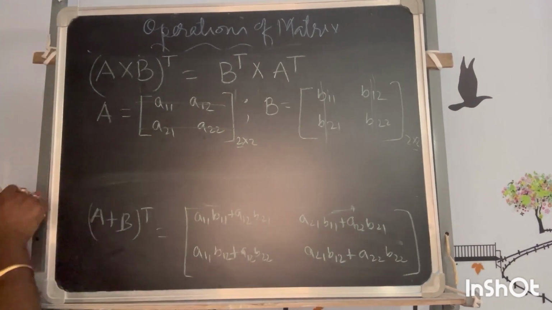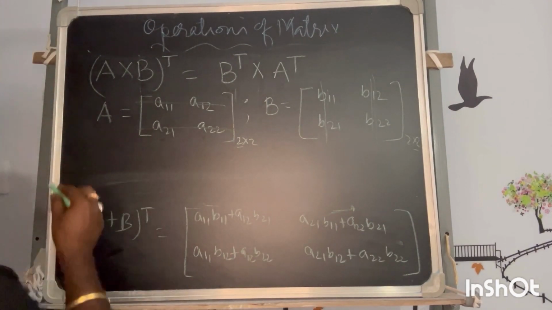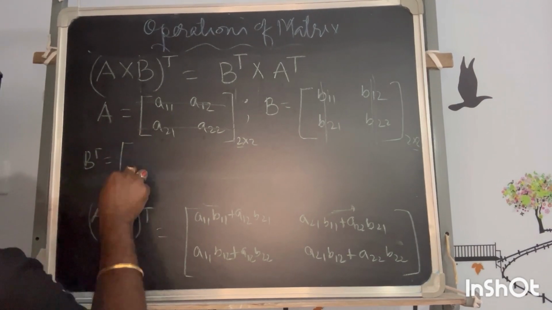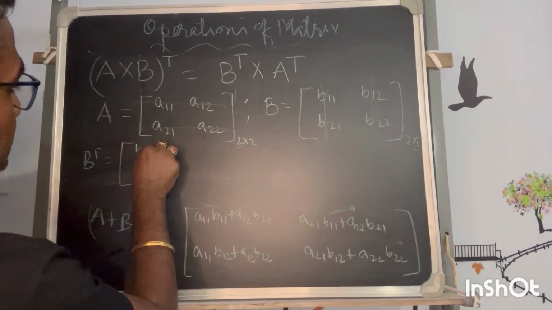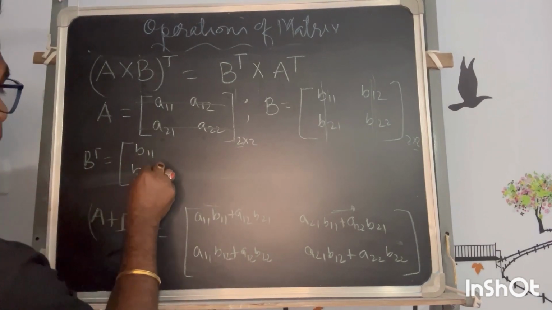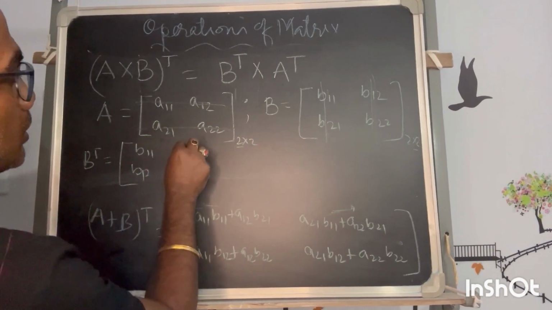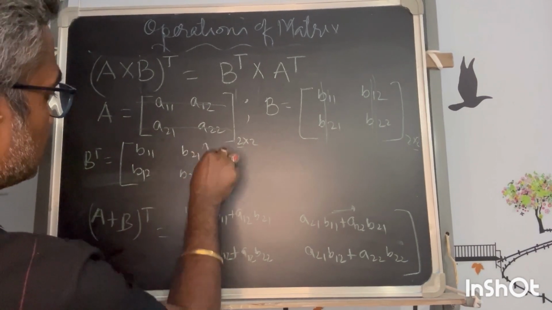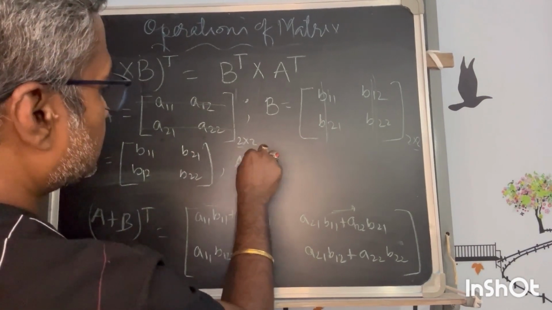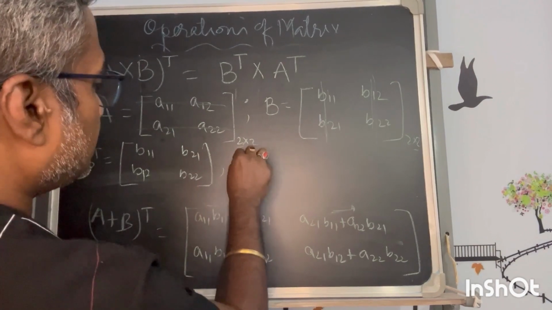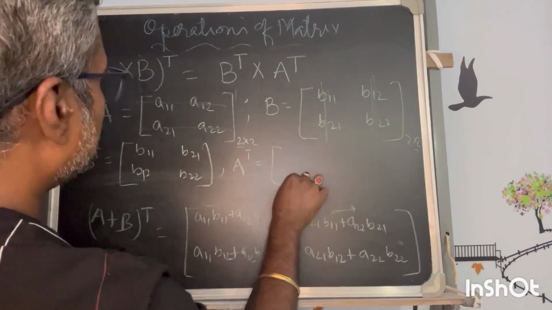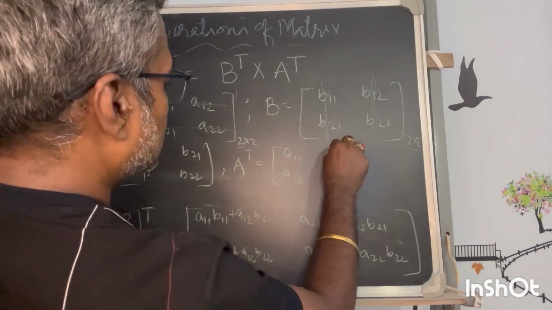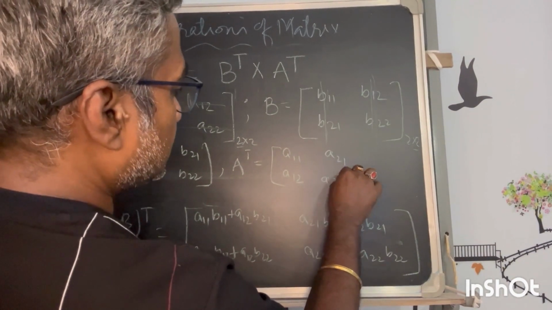So for the right hand side I have to calculate separately first B transpose. So B transpose will become the transpose of this. This term will come here, B11 B12, this will go there, B21 and B22. This will be the B transpose, and A transpose will be A11, A12, A21 here, A22 will be there.